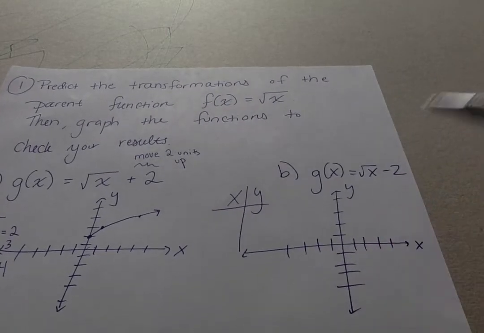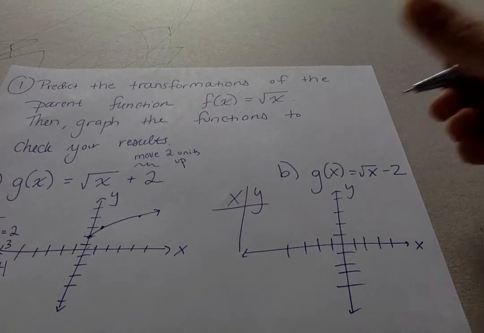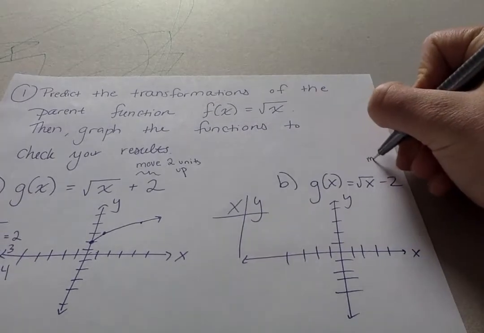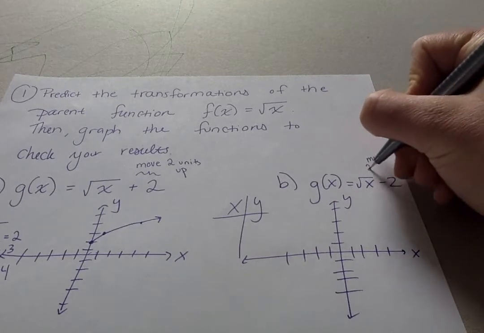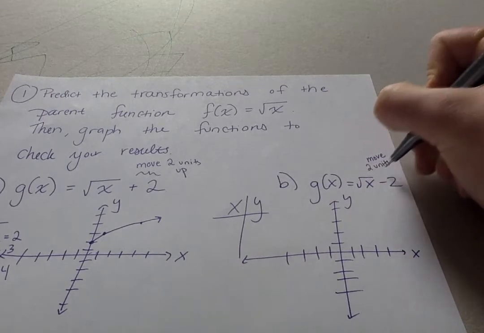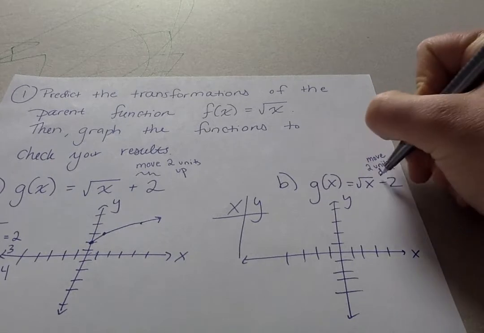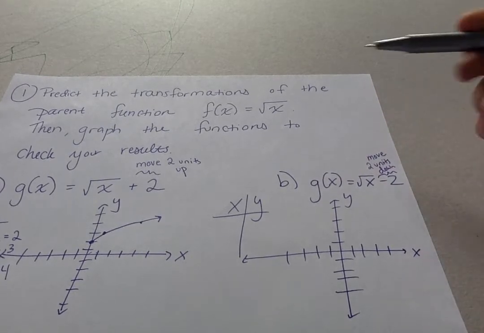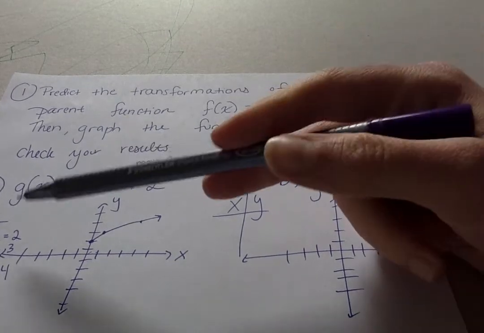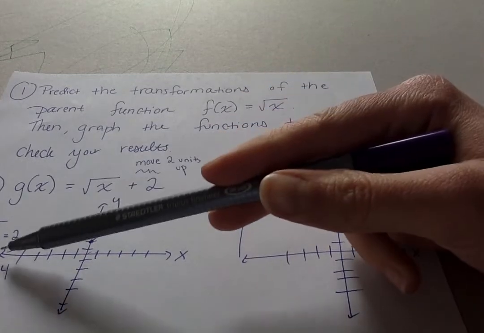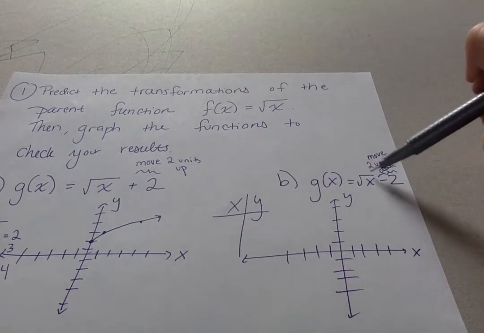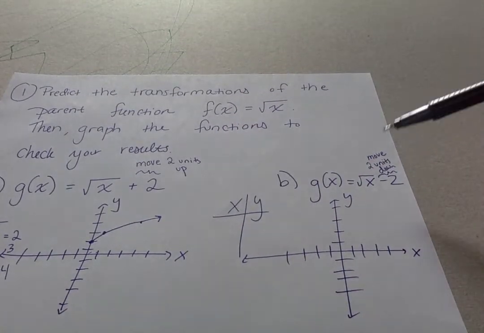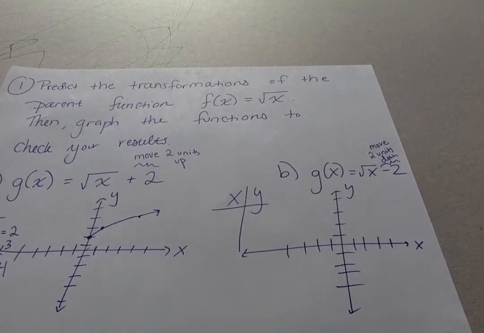In the second one, I am subtracting 2 from the radical, and it is outside the radical. So I can predict that it should move 2 units down. There's my prediction. So I'm going to actually put in the same points I used, 0, 1, and 4, because I'm just square rooting x all by itself. Thus, the nice square roots of x will be the numbers that have perfect square roots, such as 0, 1, and 4.